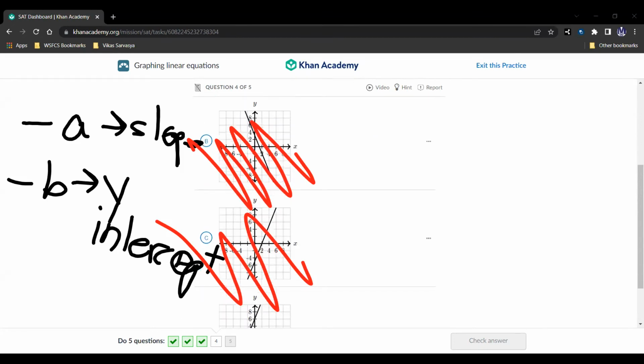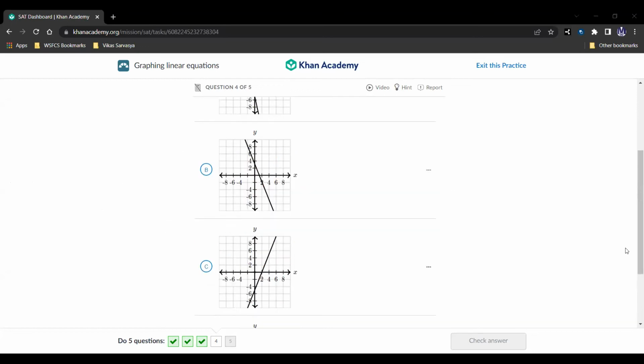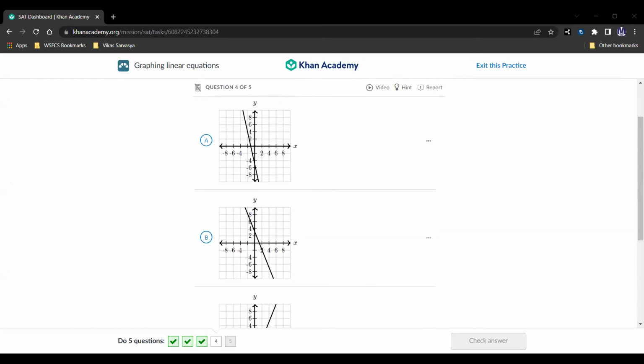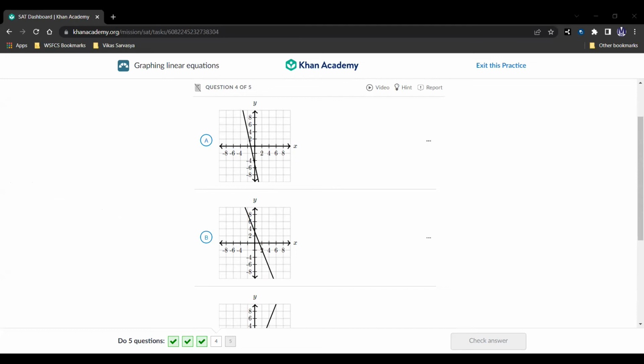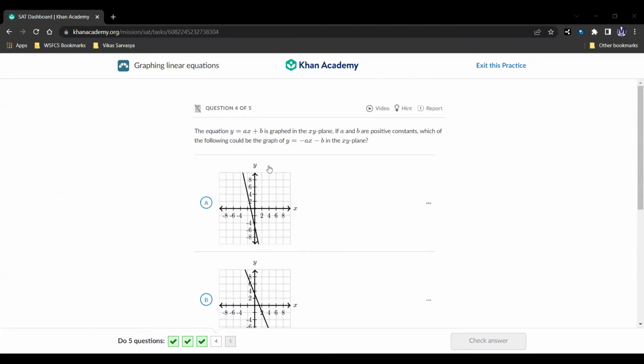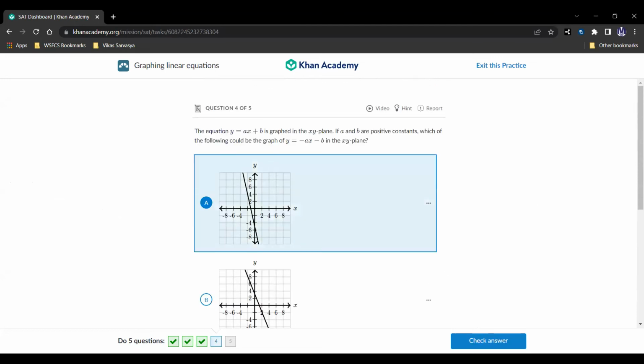I don't know why it's following me, but choice B has a positive y-intercept right here, right? That's like what looks like 4 or so. So this is also not going to work. But choice A did have our negative slope and our negative y-intercept. So our answer is going to be choice A. Let's keep going.